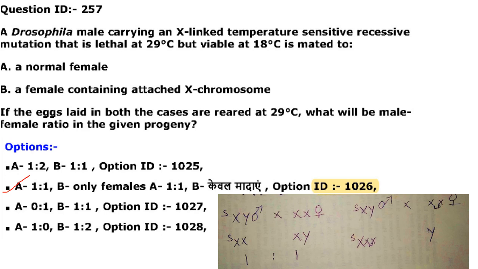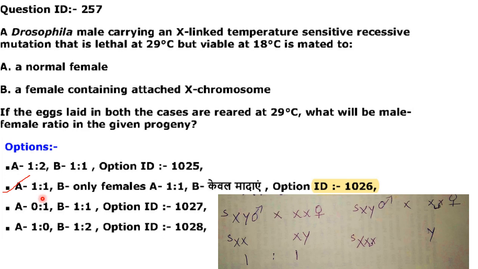So a Drosophila male is carrying an X-linked temperature-sensitive recessive mutation, and that mutation becomes lethal at 29 degrees Celsius and remains viable at 18 degrees Celsius. That is, at 29 degrees Celsius, the offspring will be killed, and if it is at 18 degrees Celsius, they will be viable. So this Drosophila is mated with a normal female.